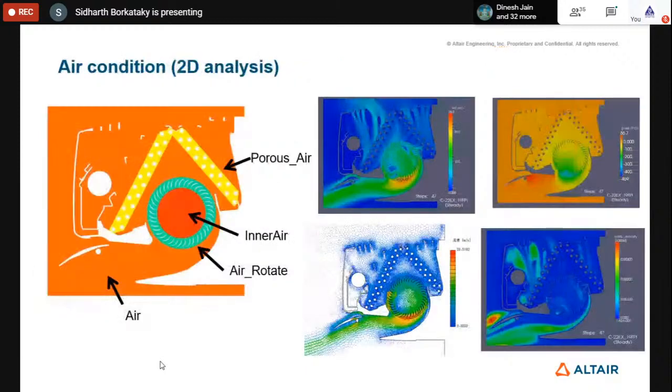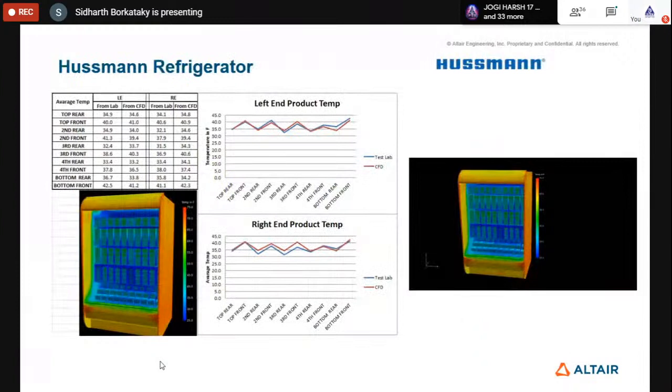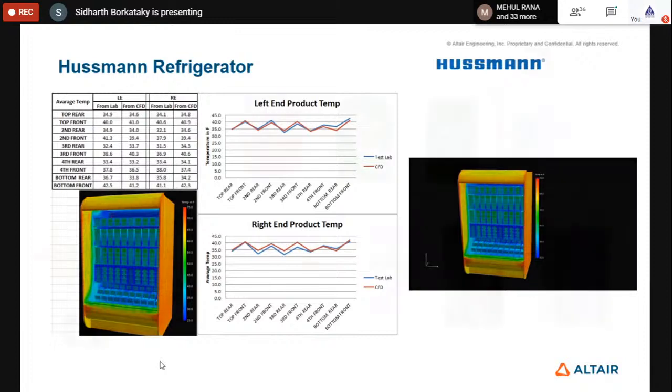So what is the mechanism in an HVAC industry? In any heating, ventilation and air conditioning system with ACs and fans, there will be one porous region and a blower inside your AC, which will circulate the air to the surroundings. This is how a 2D analysis has been done for the important components of an HVAC. I was talking about the refrigerator concept, where one of the leading refrigerant industries is working on CFD to understand how the temperature is distributed in a refrigerator, and they are also doing a lab test so that they can correlate the CFD with the lab test.